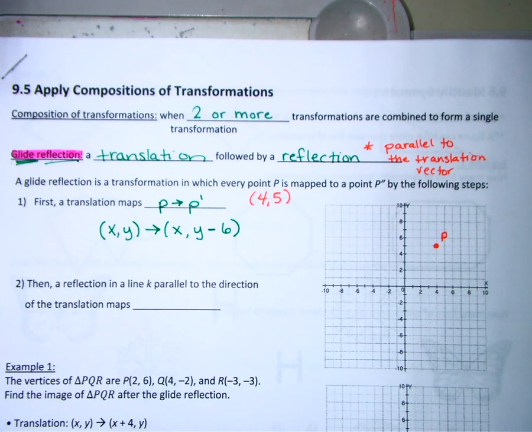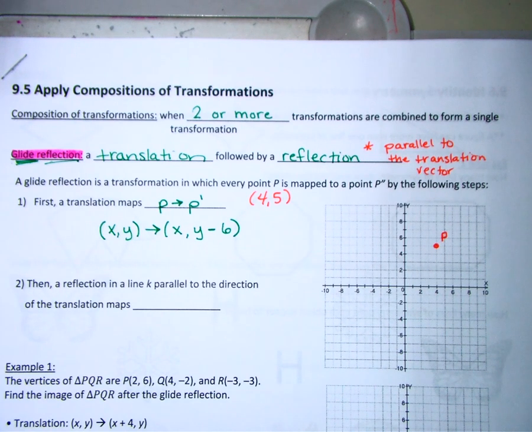Okay, so we're going to do that, and we're going to find P prime. Now this is a super simple translation because the lines that we reflect over are super simple lines. So I can't give you something super crazy like x minus 5 and y plus 7, because of the fact that our lines of reflection that we are using are very simple.